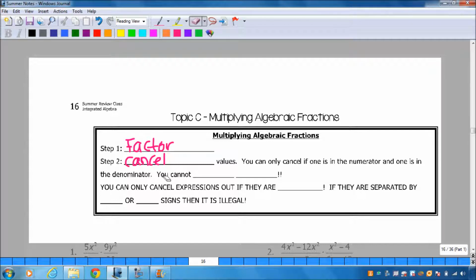All right, so then let's read what this says here. You can only cancel if one is in the numerator and one is in the denominator, okay? You cannot cross cancel. And what that means is basically if you have a term or a factor in the numerator and another same factor in another numerator, you're not allowed to cancel them. One has to be in the numerator, one has to be in the denominator, okay? And then you can only cancel expressions out if they are factors. This is key, just like we talked about before. If they are separated by plus or minus signs, then it is absolutely illegal, okay?